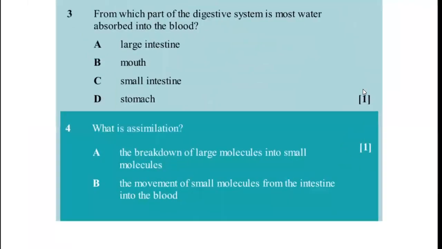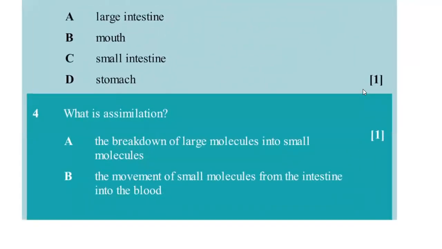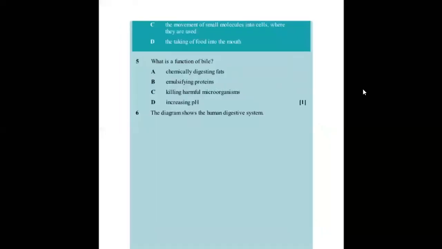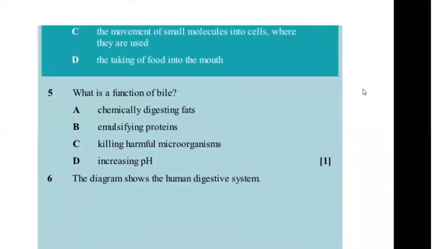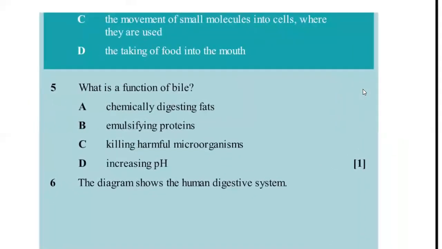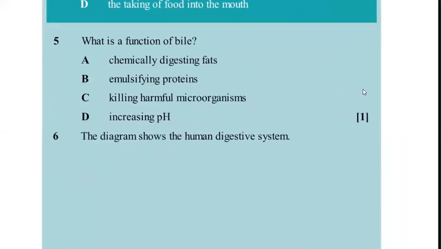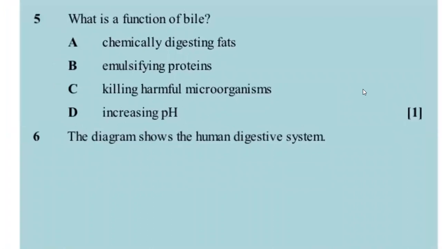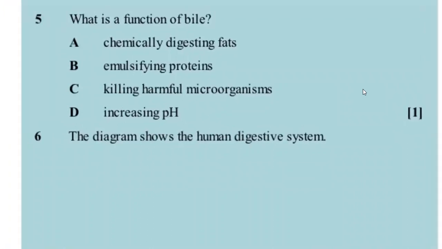What is assimilation? Do you think assimilation is A or B? The movement of small molecules, or the transfer of digested small molecules into the blood. So it's B. Let's see C and D. The movement of small molecules into cells where they are used. Yes, this is used. That's assimilation. Yes, C. What is the function of bile? Emulsifying fat. So B, miss. That's emulsifying proteins. Oh, sorry. Chemically digesting fats? No, that's not it. Increasing pH. So this question is a little bit confusing.